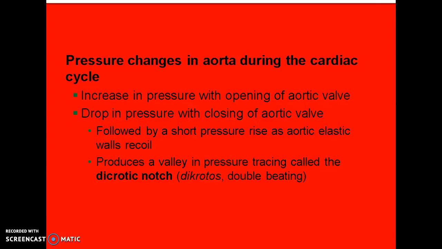Pressure change in the aorta during the cardiac cycle. Once the blood flows from the left ventricle through the aortic valve, there's an increase in pressure, of course, in the aorta. And then when that valve closes, there's a drop in pressure, followed by a short pressure rise as the aortic elastic walls recoil. This produces a valley in the pressure tracing called a Dicrotic Notch.